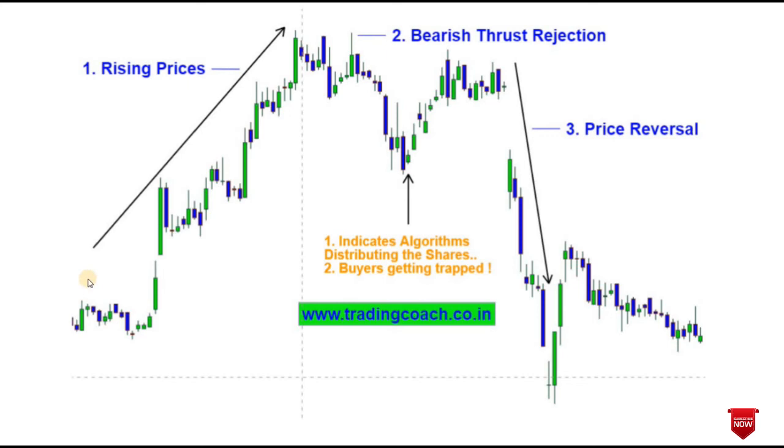So both the bullish thrust rejection and bearish thrust rejection patterns are highly dominant on lower time frames. Since this is an algorithmic trading pattern, it has high probability when you are trading it on lower time frames, such as 5 minutes, 15 minutes, 30 minutes, and 1 hour. These are the time frames where we can see highly dominant algorithmic trading behavior. Since this is caused by algorithms, the probability of this pattern is very high on lower time frames.